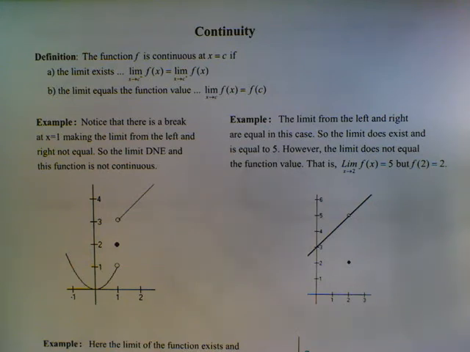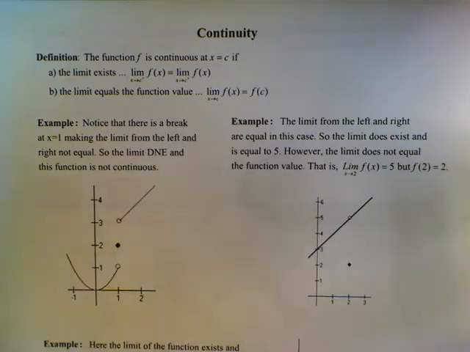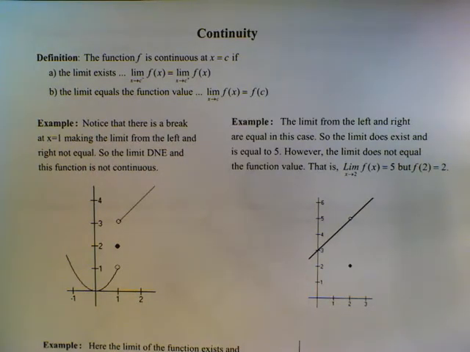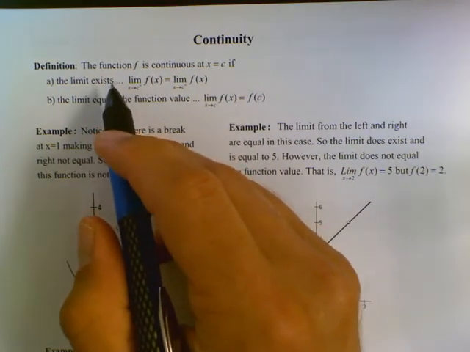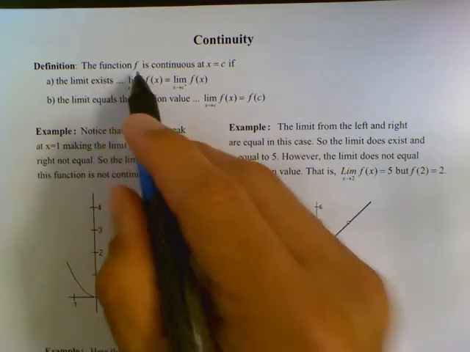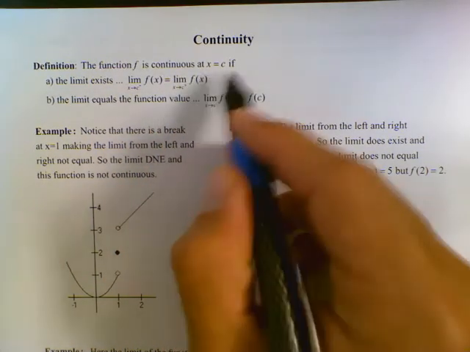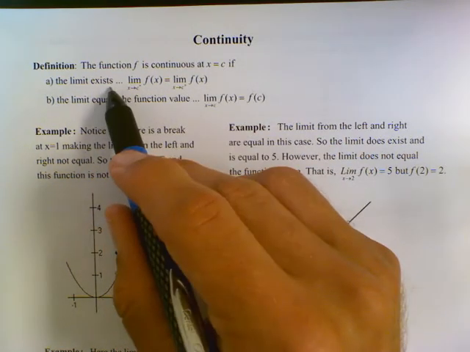Hi folks. In today's lesson we're going to be discussing something called continuity and what it means. So let's take a look at the formal definition of continuity. It says that the function f is continuous at a given value, x equals c, if the limit exists.